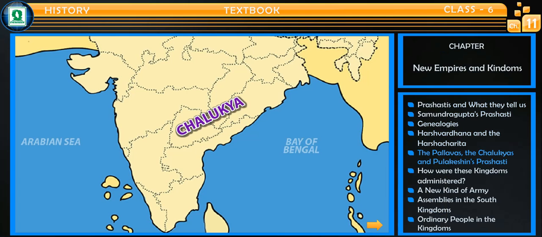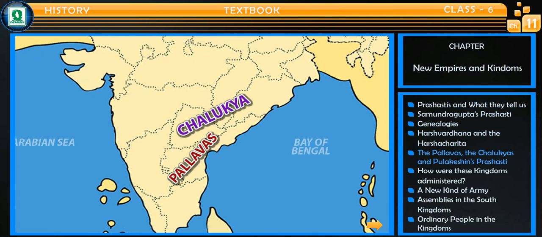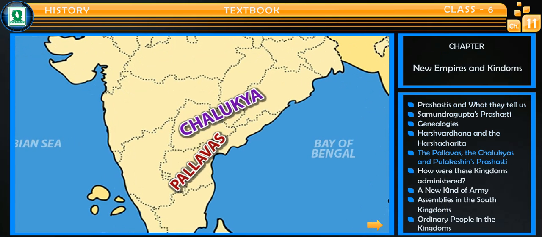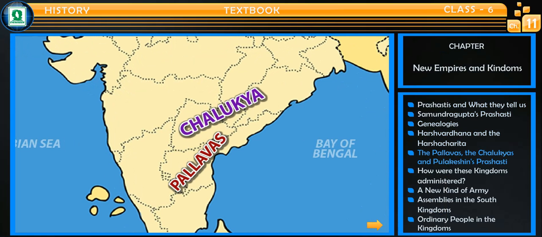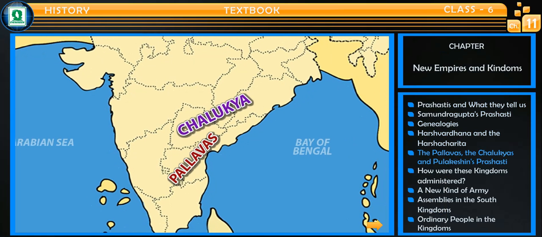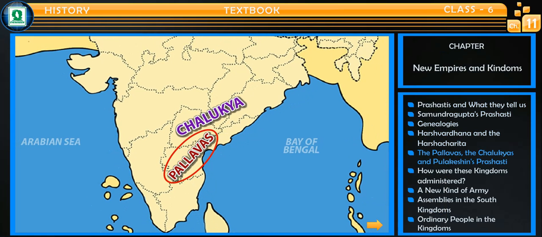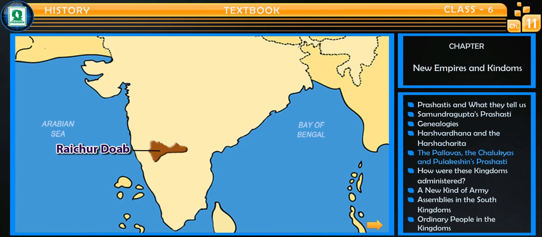The Pallavas, the Chalukyas, and Pulakeshin's Prashasti. The Chalukyas and the Pallavas, the two South Indian states, became prominent and powerful during the 6th to the 8th century AD. The kingdom of the Pallavas spread from the region around their capital Kanchipuram to the Kaveri Delta, while that of the Chalukyas was centered around the Raichur Doab between the rivers Krishna and Tungabhadra.